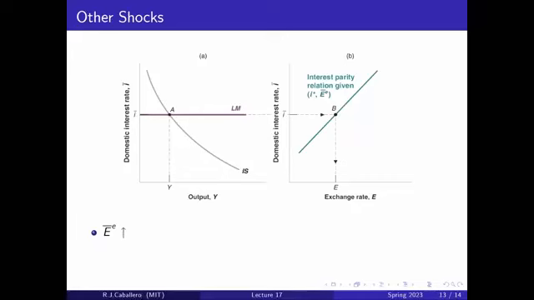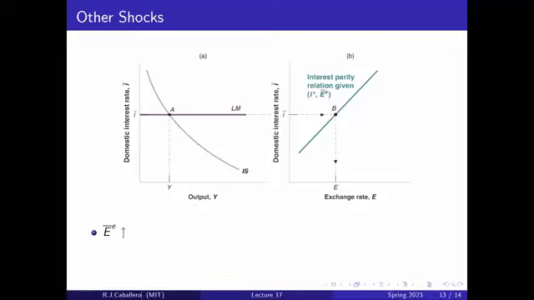Does the IS move? When I ask you whether it moves, you should always fix something. So you say, okay, let me fix the interest rate, pick a point, like this one. And now I have to ask the question, what happens to output now that I have moved the expected exchange rate? If I get the same output back, it means that the IS hasn't moved. If I get a different equilibrium output, then I know that the IS did move.